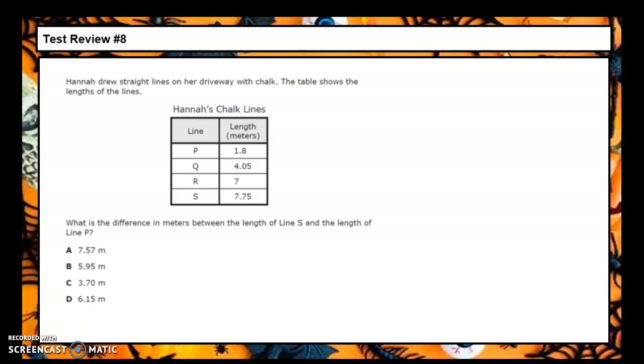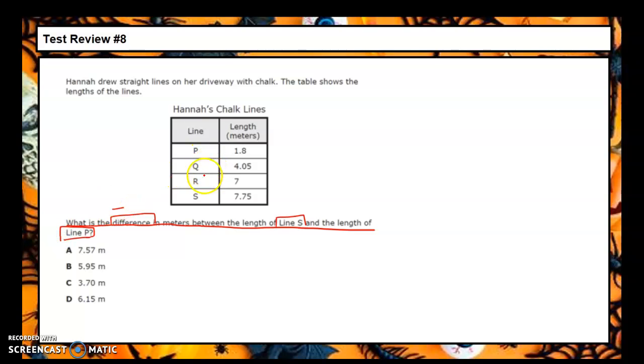All right, so let's see. I don't really have any numbers except for what's in my chart, so let's underline our question and then look for important stuff. So the first thing I see is the word difference, which means I'm subtracting. And I'm only looking at line S and line P.